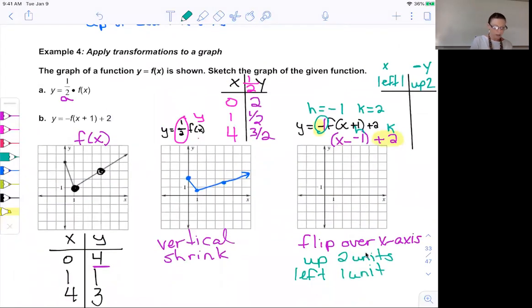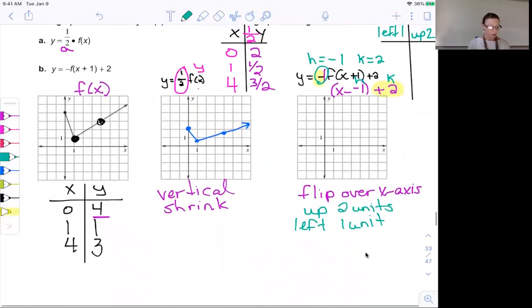So here's where it gets weird. I have to take my original x value. My original x was a 0, my first point. I need to move that 0 left. Well, if I'm moving it left, I have to subtract 1 from it. So now it's a -1.